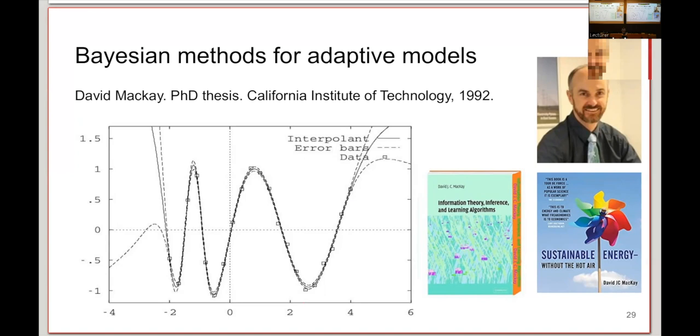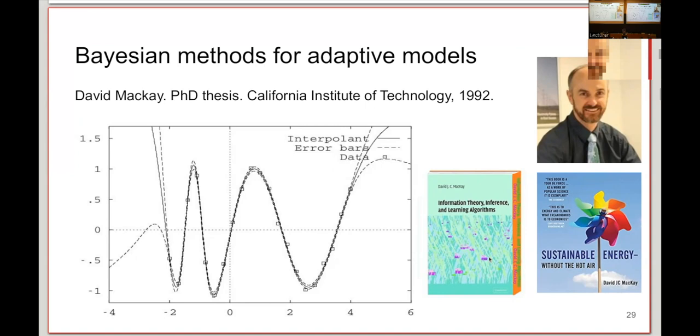This is a figure from his thesis showing a very simple data set. This thesis is from the 90s, so this gives an idea of the type of data sets that people were looking at at that time. He was showing how you can obtain uncertainties by using this technique, and at least in this case, the uncertainties that he was getting seem to be quite reasonable.